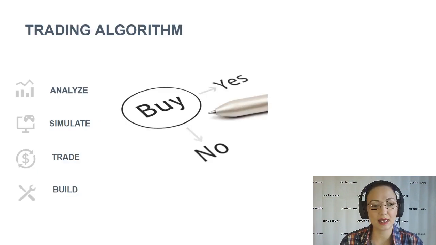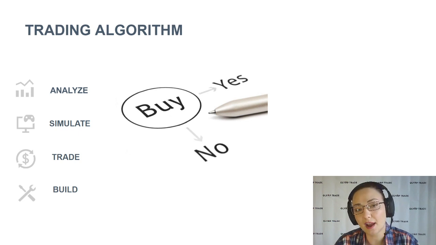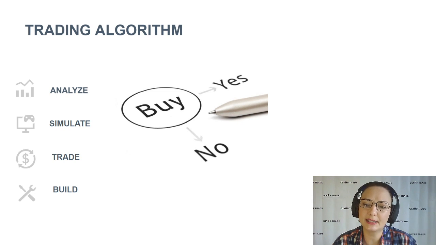Now, next thing that I want to speak to you about is that the trading algorithm is probably one of the most important things that we have to follow during our trading strategy. It is basically certain steps that we follow, certain criteria that has to be met in order for us to open a trade.